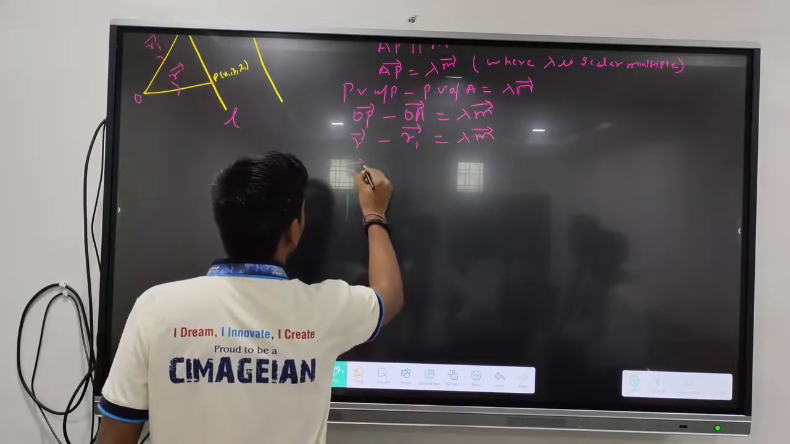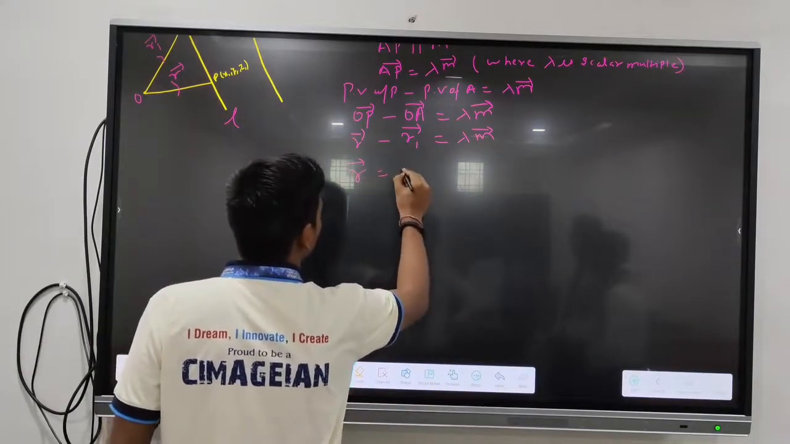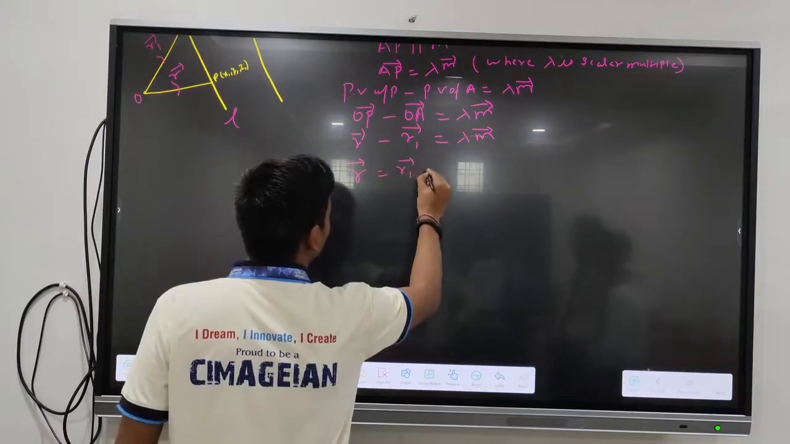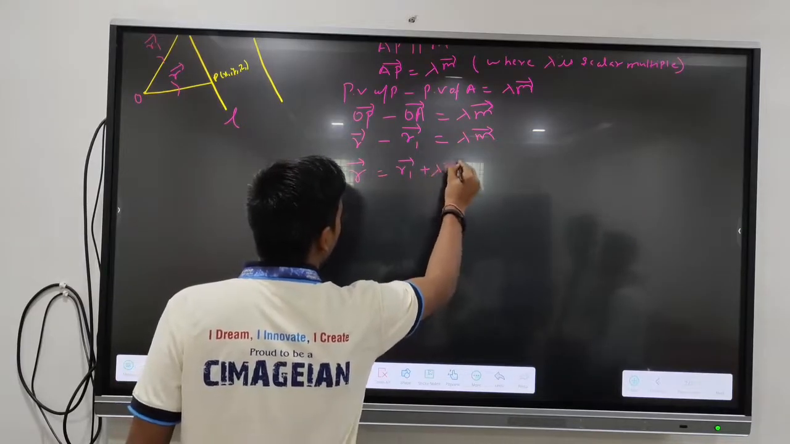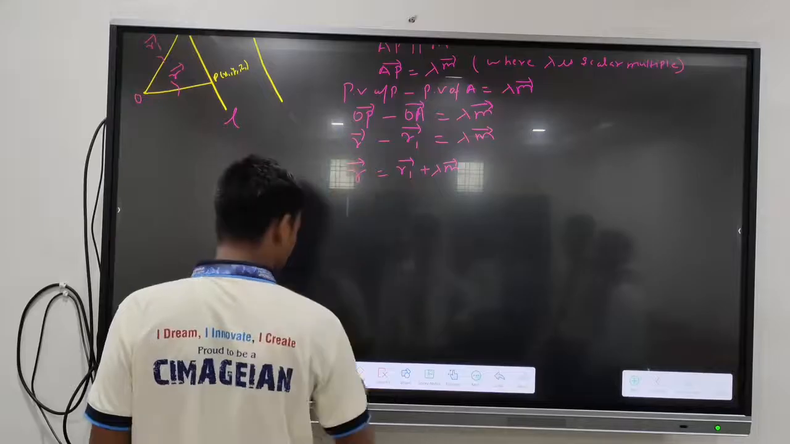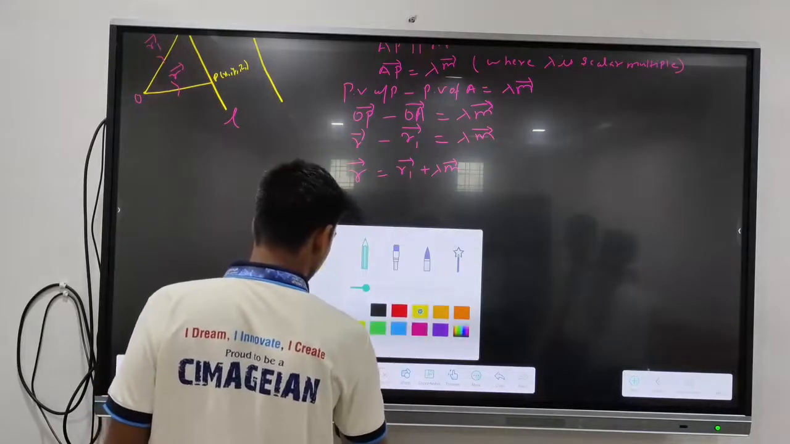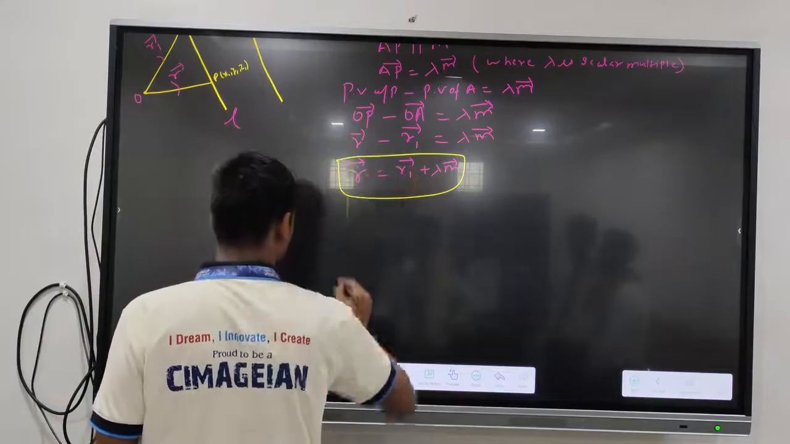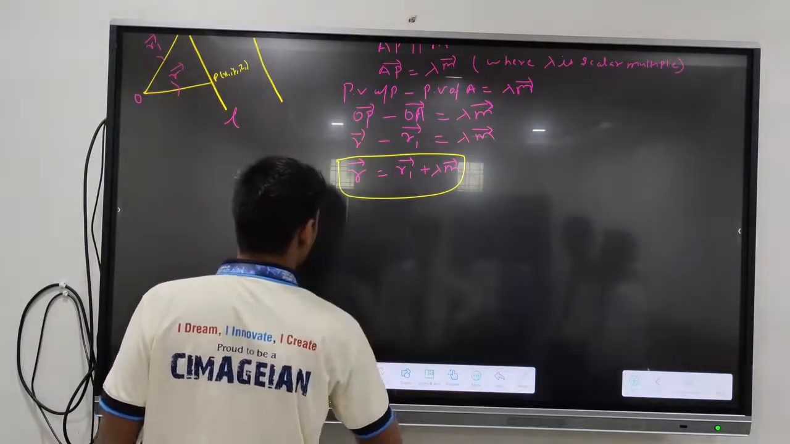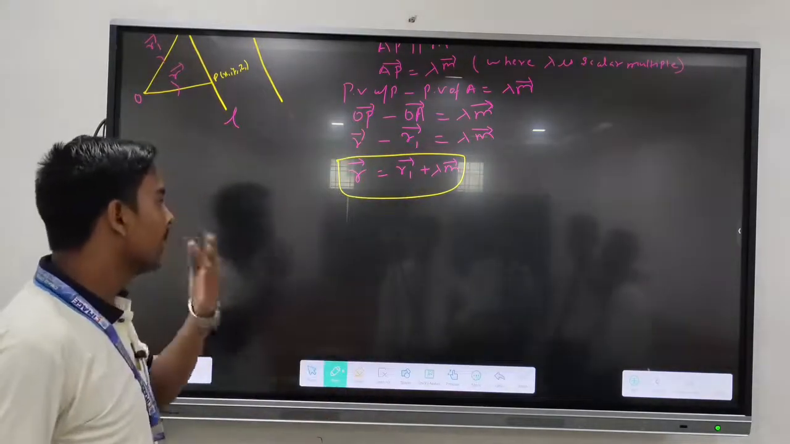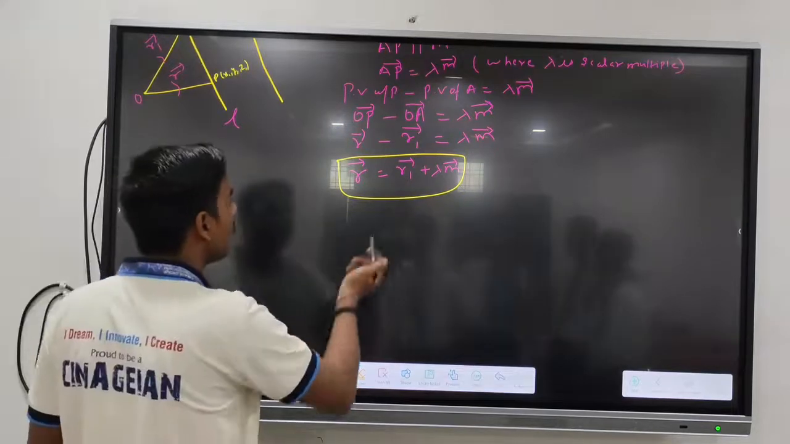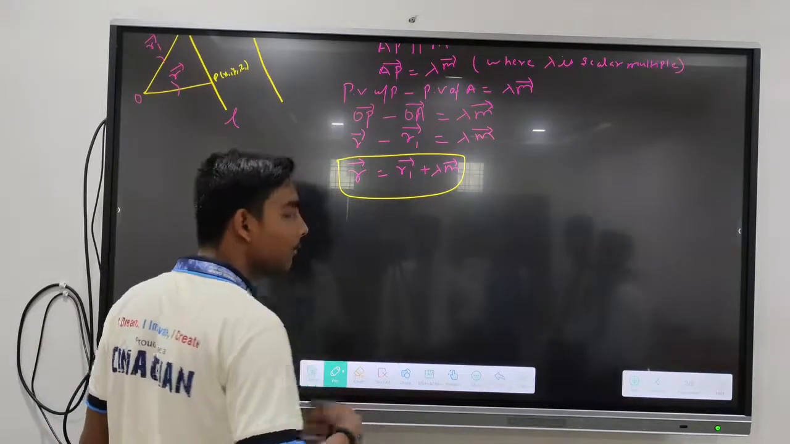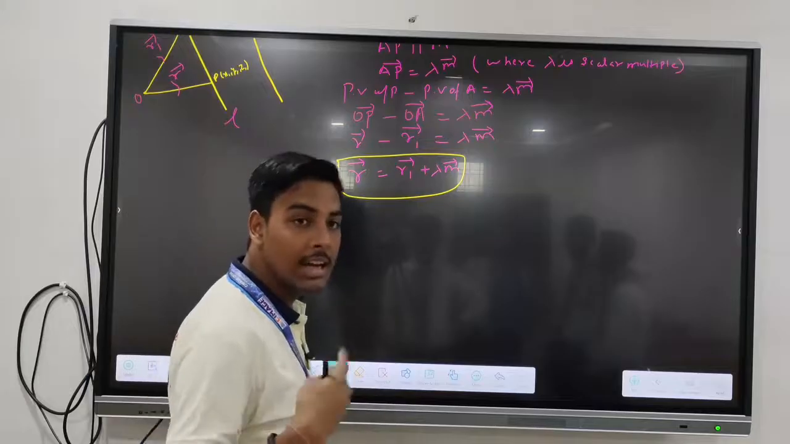Now R vector equals R1 vector plus lambda into M vector. Now this is the equation of the line in vector form. Now we can find the equation of the line in Cartesian form.